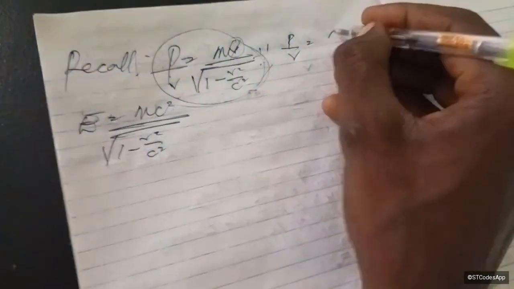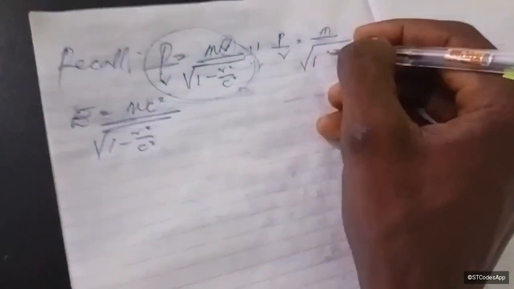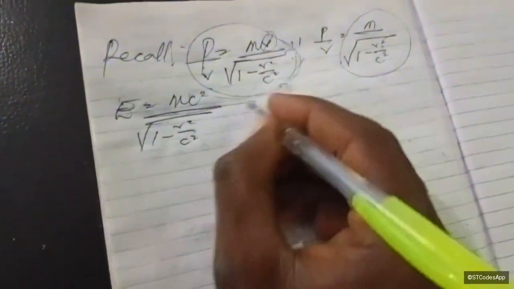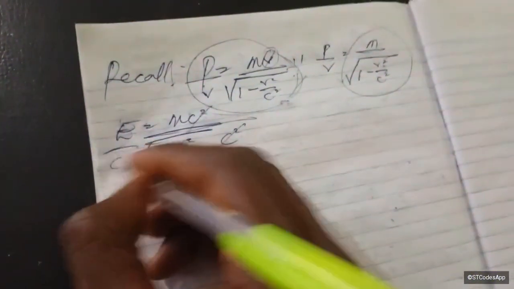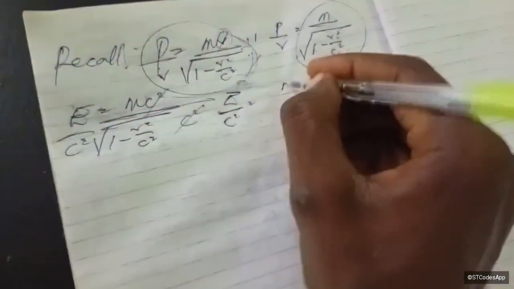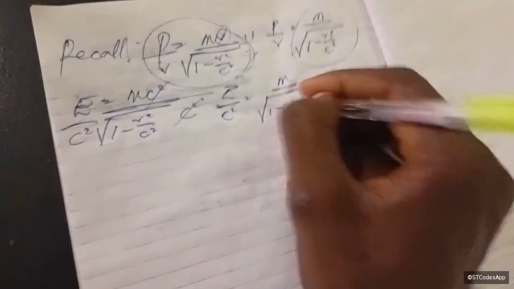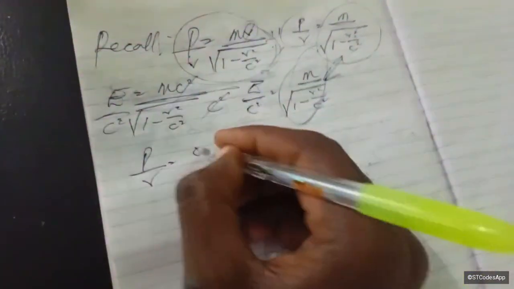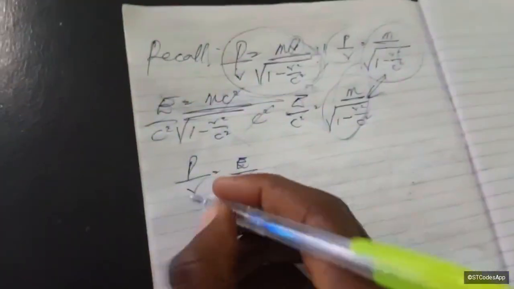I'm going to have P over V equal to M over the square root of 1 minus V squared over C squared. I hope this is clear. Okay? Here too, if I divide both sides by C squared, I'm going to have E over C squared is equal to M over 1 minus V squared over C squared. So you see this is equal to this. So if this is equal to this, then it means that P over V is equal to what? E over C squared.